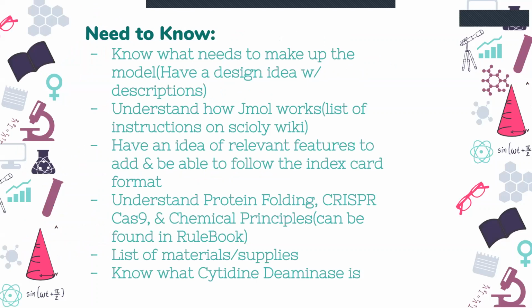So some things you need to know for the tryout, just know what needs to make up the model. So like the carbon backbone and the protein folding, have an idea of a design that you would create for the protein that we're using this year and be able to describe it. And also, like for other build events, have a list of materials and supplies that you could use. So something commonly used is mini tubers, or something like quick twist, or something that's bendable that allows you to construct your model.